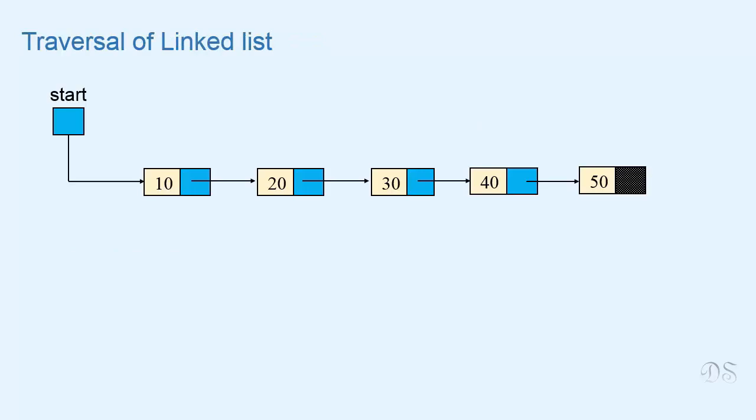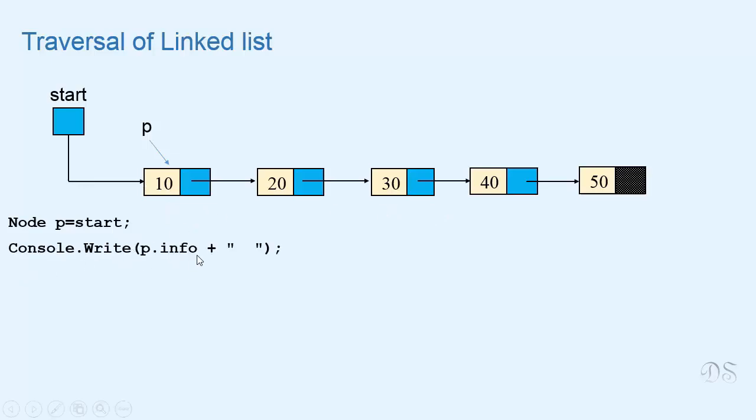Now we'll see how we can traverse our linked list. We have to start from the first node. So we'll take a reference p that refers to the first node. To make p refer to the first node, we'll initialize it with start because start refers to the first node. Now while visiting each node, we'll print the contents of the node.